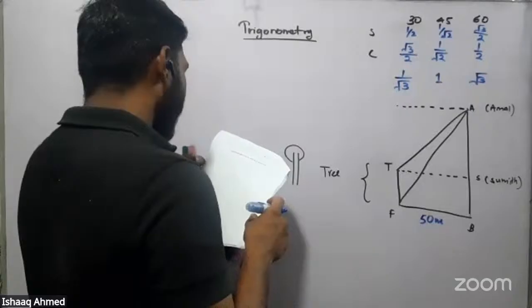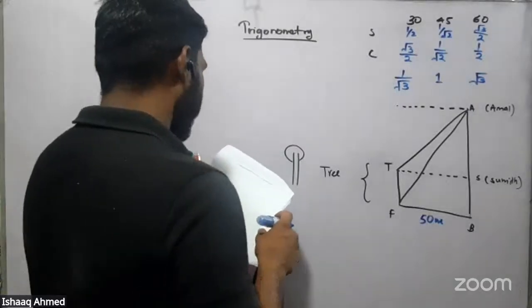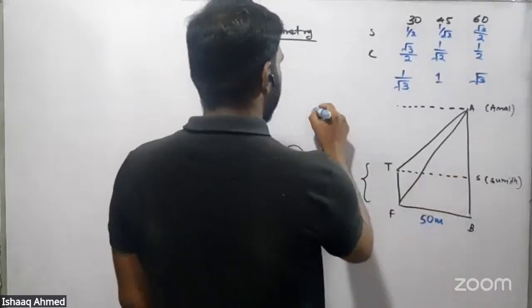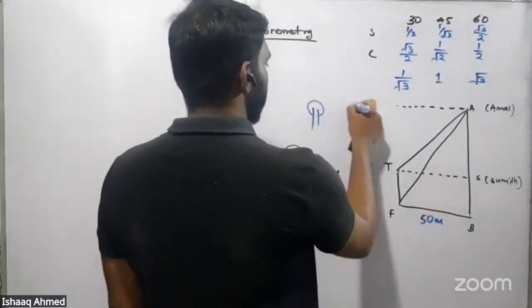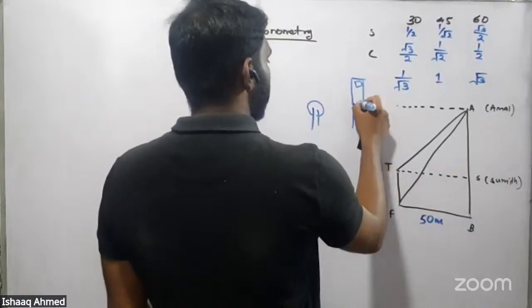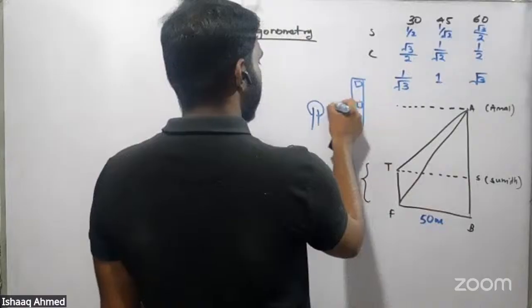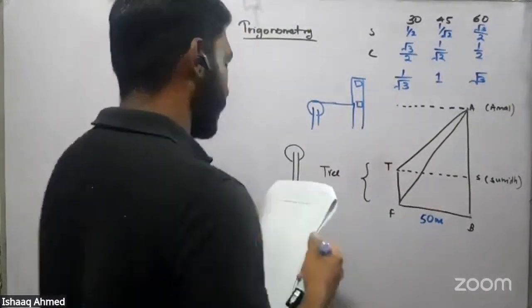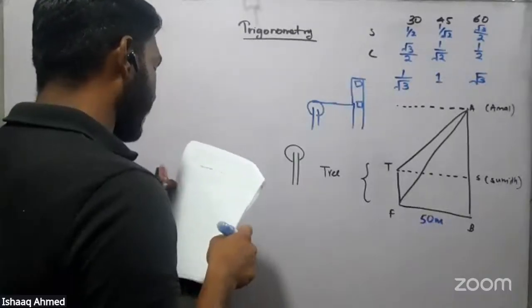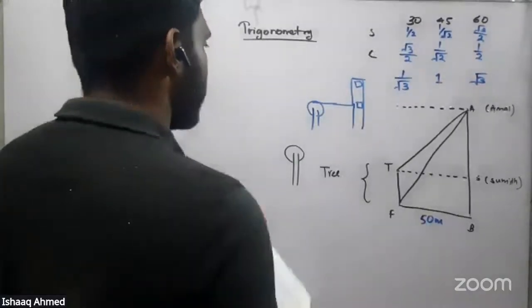The window S and the top of the tree are at the same level. So these two are at the same level. If the building goes like this, Amal is here, Sumit is here. Sumit can see exactly the top of the tree. Amal observes the top of the tree with an angle of depression 22.